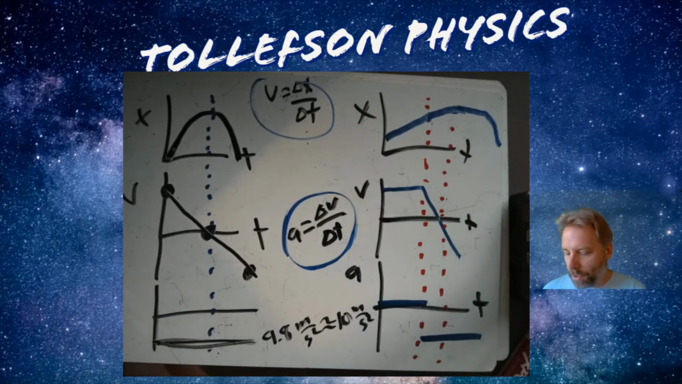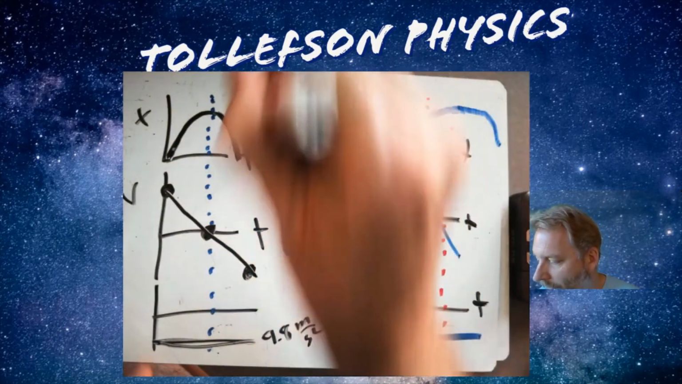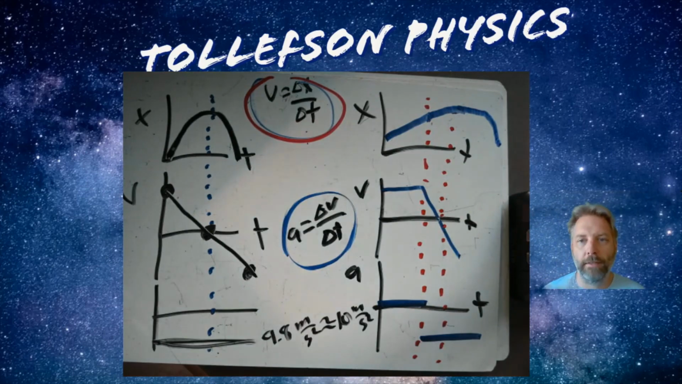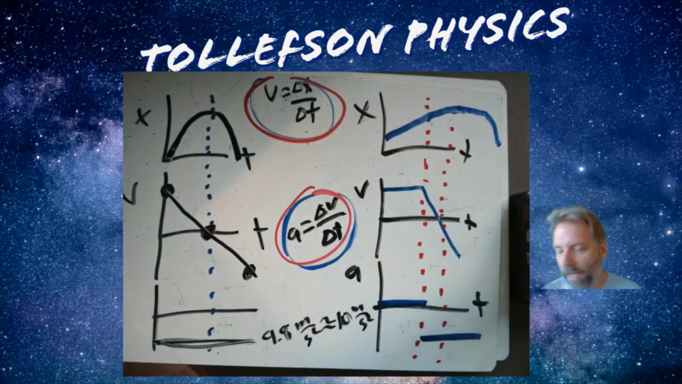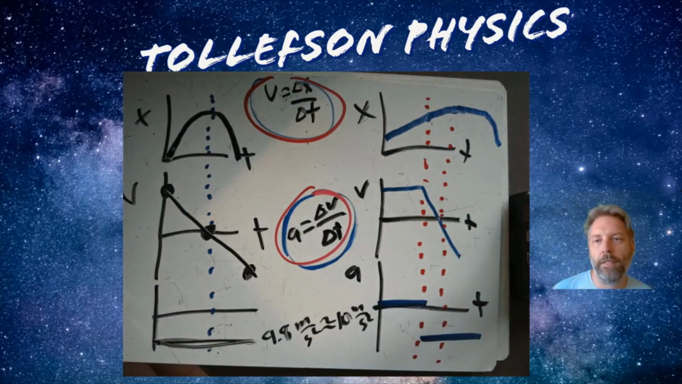All right, so there's 4 examples. The key to understanding this, though, is what does the slope mean? Slope of a position time graph is the velocity. Slope of a velocity time graph is the acceleration. So you've got to use the slope to go from one to the other.